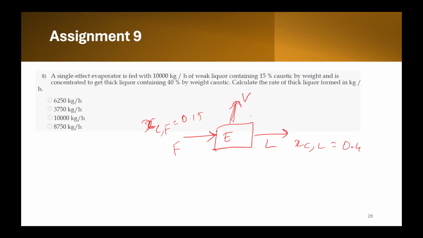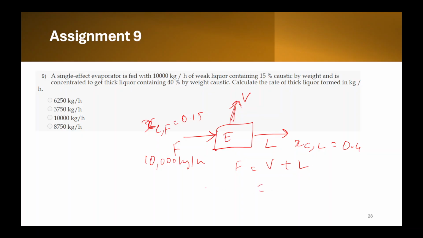So this is basically your vapor. It will not have any of your caustic. So this is another stream. Calculate the rate of thick liquor formed in kg per hour. So this is given to us as 10,000 kg per hour. So from the overall material balance equation, we get F is equal to V plus L. But we don't know V, we don't know L.